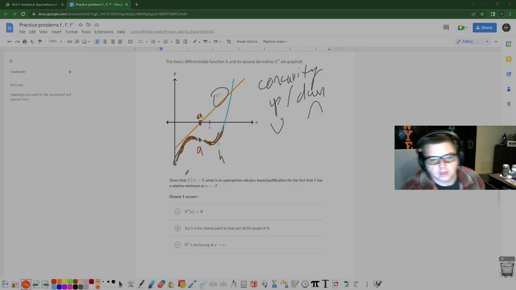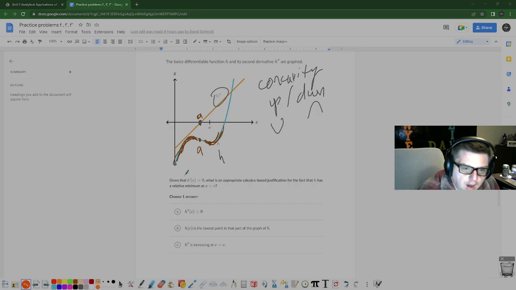So it'll be interesting. Given that h prime of c equals 0, what is an appropriate calculus-based justification for the fact that h has a relative minimum at x equals c? Interesting. So h double prime of c is greater than 0. h of c is at the lowest point in the part of the graph h. h double prime is increasing at x equals c.